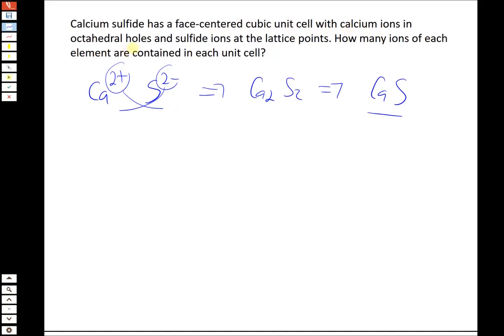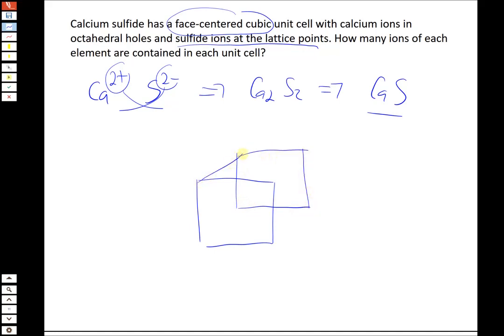All right, so here what we have is calcium sulfide has a face-centered cubic cell with calcium ions in octahedral holes and sulfide ions at the lattice points. So when we say that sulfide ions are at the lattice points, that means the sulfide ions occupy the face-centered cubic cell. So in this structure, if we draw the cube, I'll try to draw it a little bit bigger this time, so it gives us some more room. It's helpful to visualize. You don't really have to as long as you remember the rules for counting and how the different holes work and all that stuff. But what this structure would look like is going to be something like this, a cube.